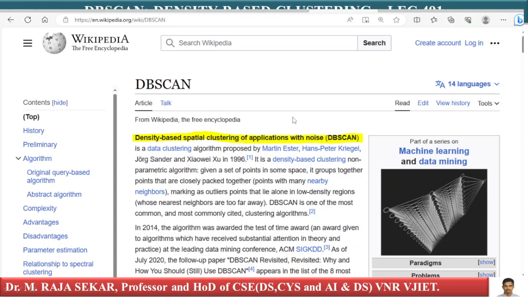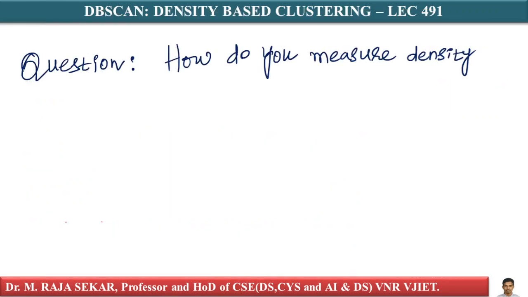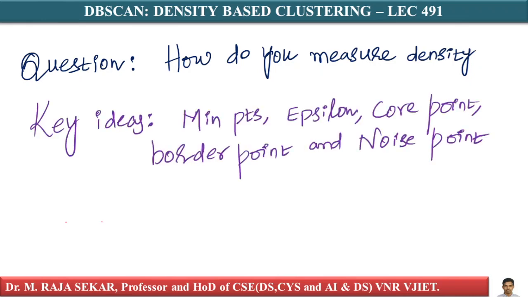How do you measure the density? Because you are saying dense regions and sparse regions, for this you want to measure density. So the big question here is, how do you measure density? There are a lot of key ideas and concepts that we will learn in the next few lectures. Ideas like min points, which means the minimum number of points, epsilon, core point, border point, noise point, etc. We need to learn all these key concepts before we go and understand the DBSCAN algorithm.